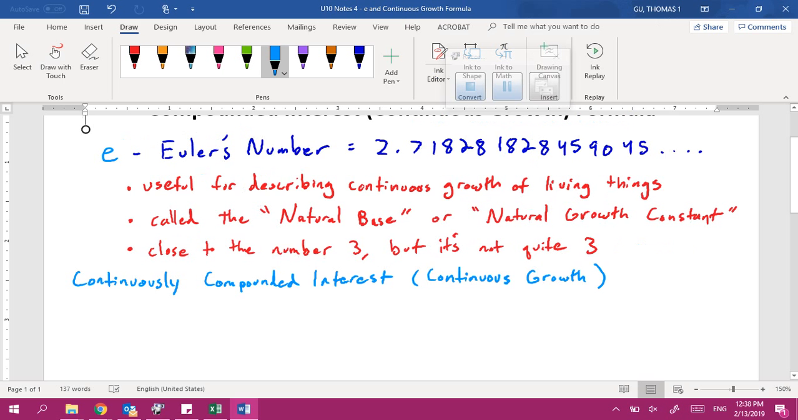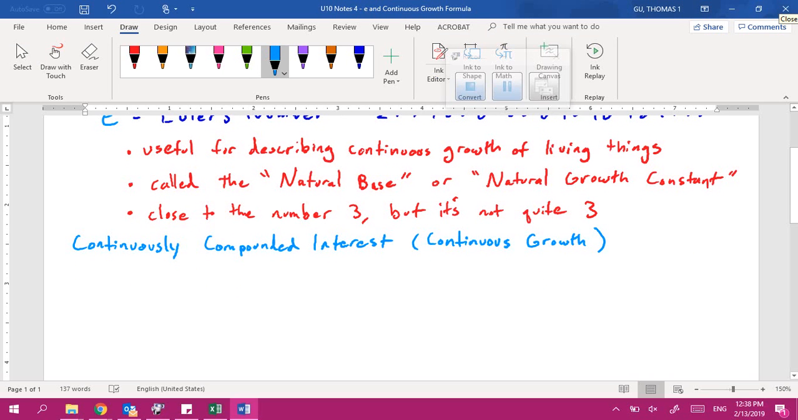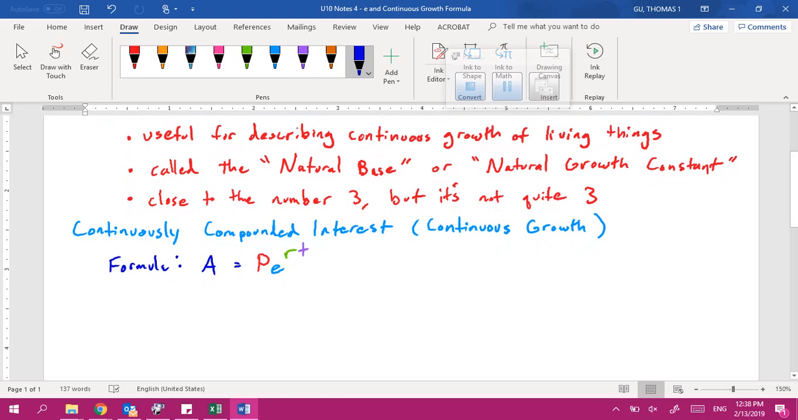All right, so let's see a formula for this, how we can find compounded interest. So the formula is going to be A equals P times E raised to the R times T. A equals PERT. PERT. Very easy way to remember. A equals P times E raised to the R times T. Or PERT. There you go. PERT. What do each of these things mean?